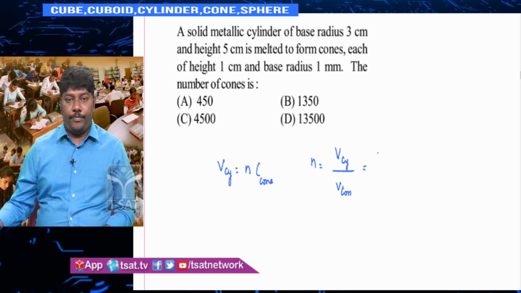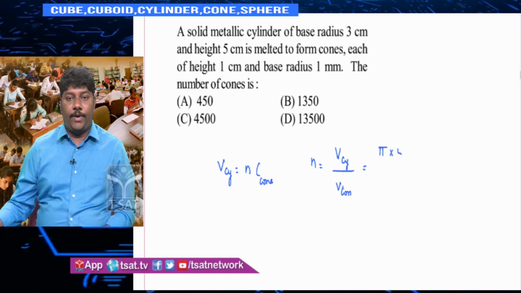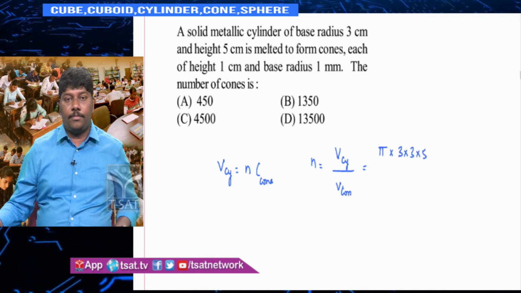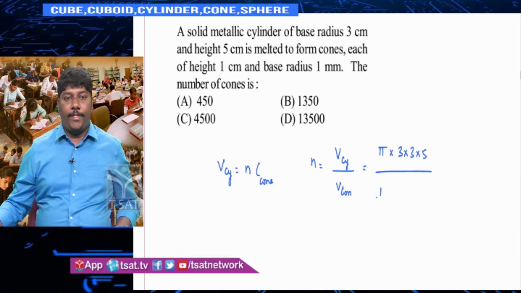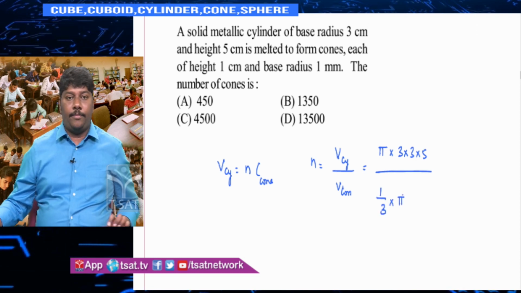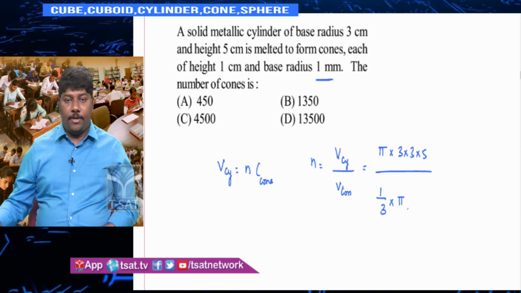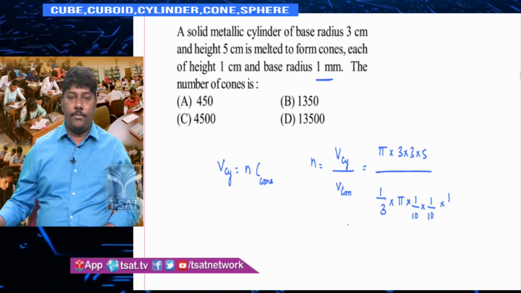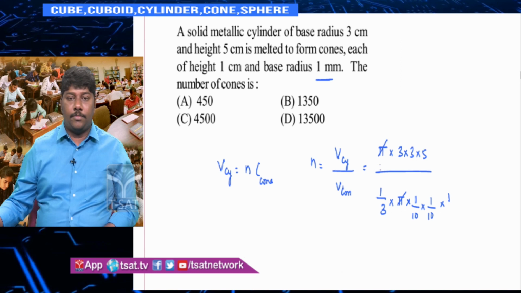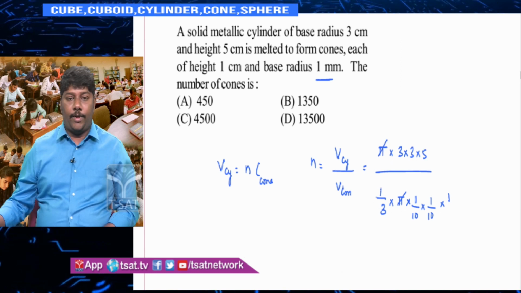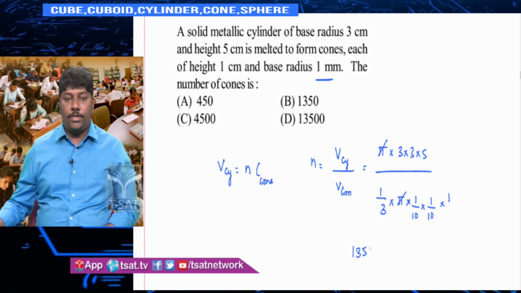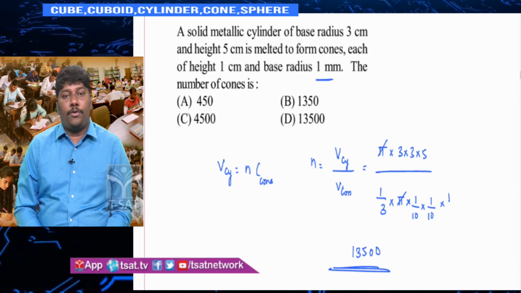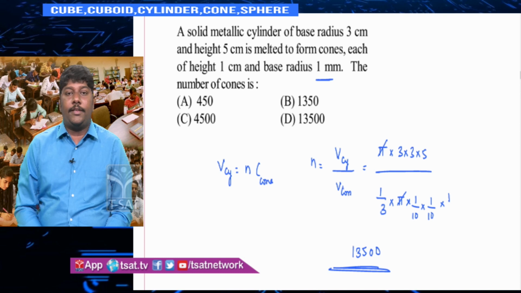Volume of cylinder is pi r square, where r is 3 and height is 5, so 3 into 3 into 5. The cone is 1/3 of pi. 1 mm means 1/10 of a centimeter, therefore 1/10, 1/10. Height is 1 centimeter. So pi cancels. This 3 goes up. 27 into 5 is 135. Take 2 zeros as they are. So you are going to get 13,500 smaller cones by melting one big cylinder whose radius is 3 centimeters and height is 5 centimeters.